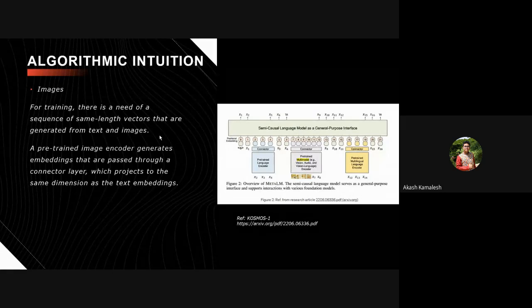Coming to the images part, semi-causal. Okay, so this one is the architecture for the Cosmos paper that I was talking about. This is just a reference to how one of the papers considers vision and text inputs as a multimodal model. So this is just an overview of what they have done.